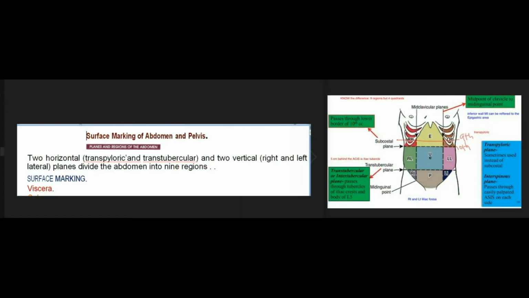Surface marking of abdomen and pelvis. Two horizontal, transpyloric and transtubercular, and two vertical, right and left lateral, planes divide the abdomen into nine regions.